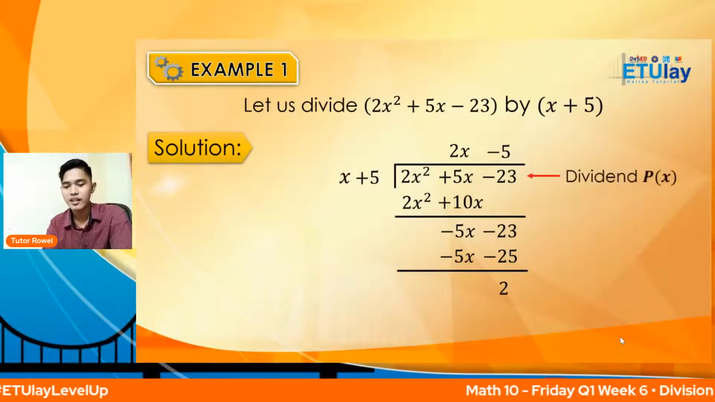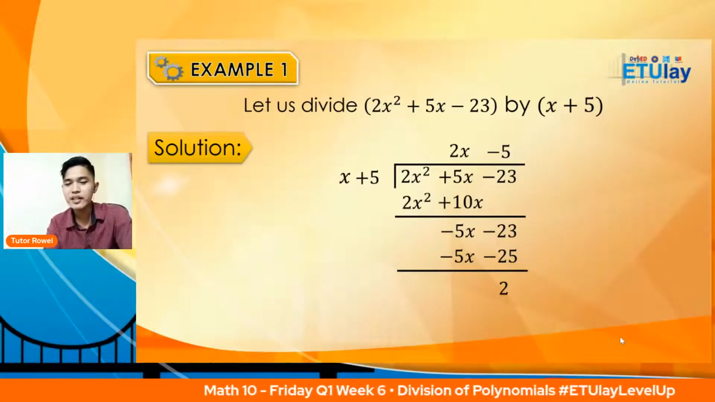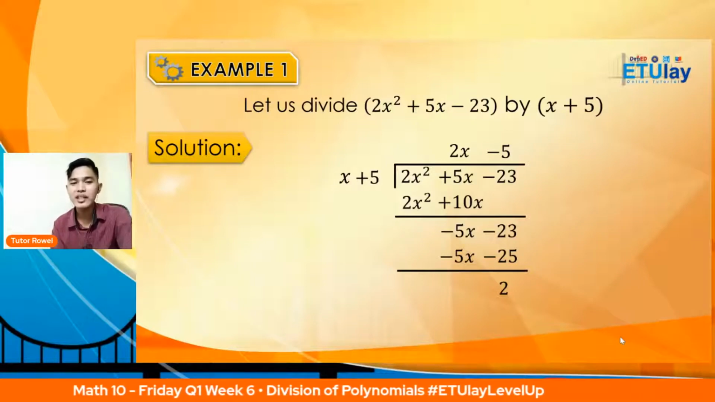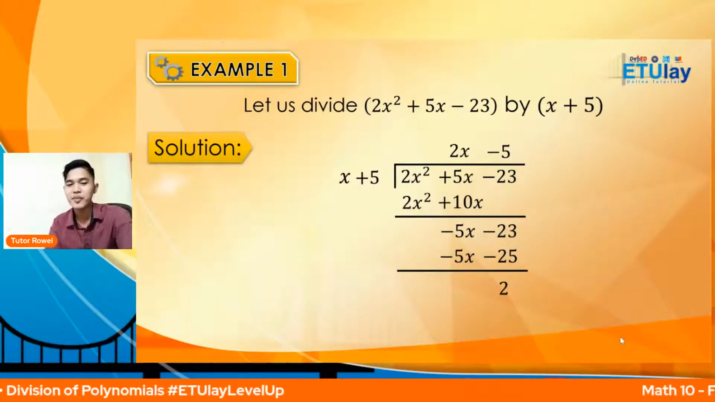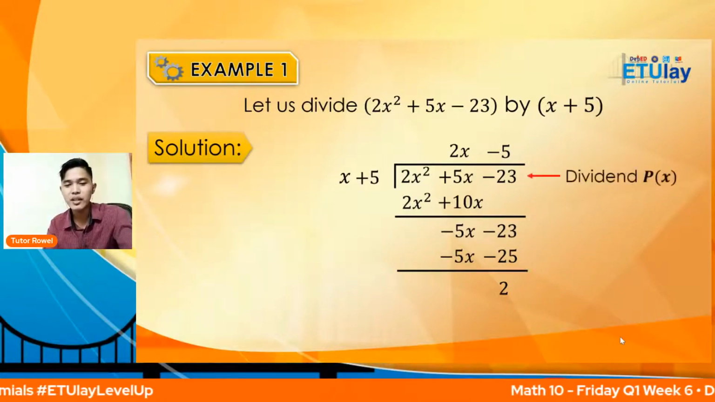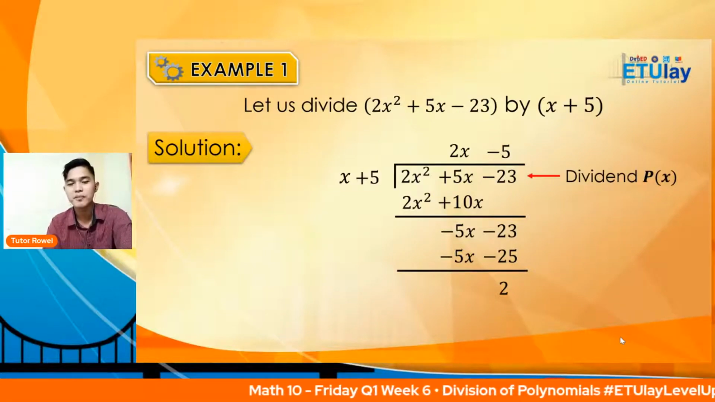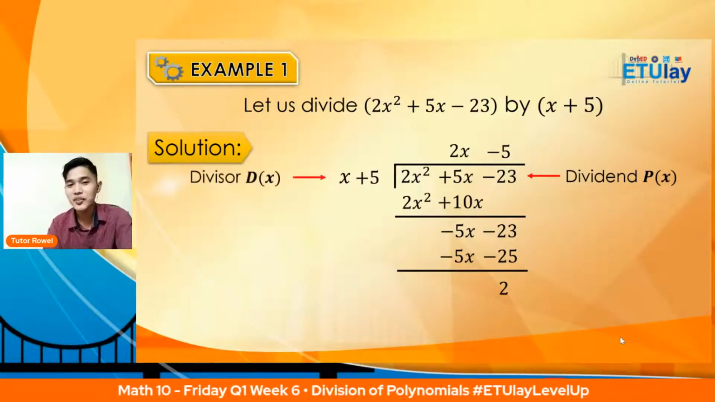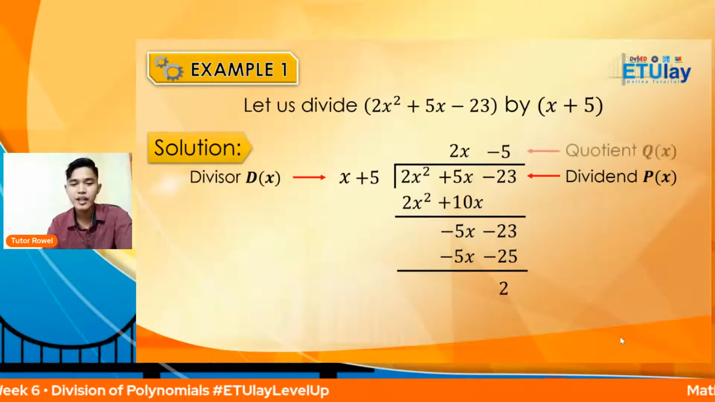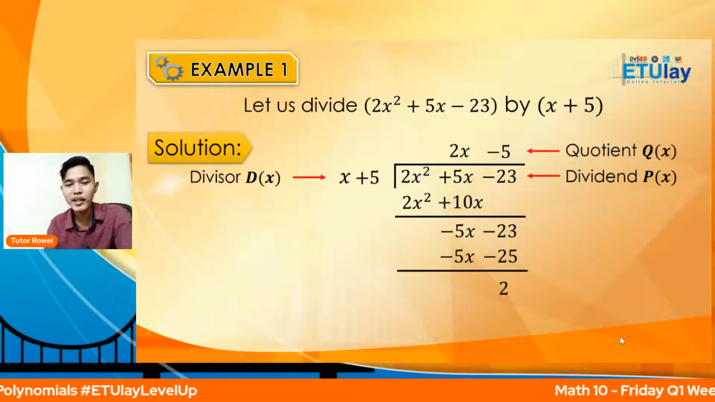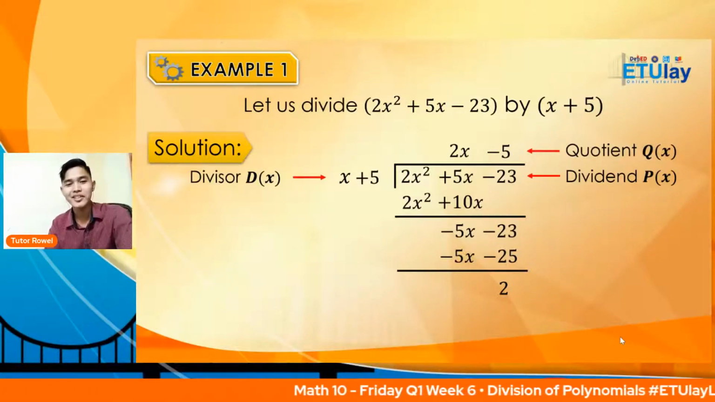Okay, now. So, tapos na po. So, wala na tayong i-bring down. So, that's it for the solution. Now, let's identify kung ano yung mga tawag sa given expression na yan. Yung nasa loob ng division symbol, yung tinatawag na dividend. Okay po? Or P of x. Ang tawag naman kay x plus 5, that is the divisor. Yung nasa baba. Ang tawag naman sa sagot na 2x minus 5, that is the quotient or Q of x.